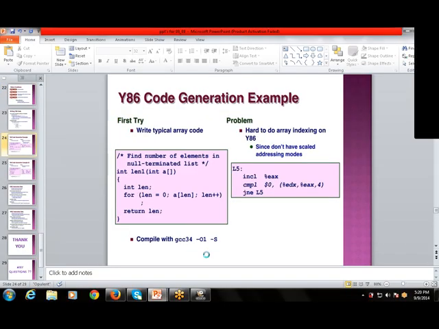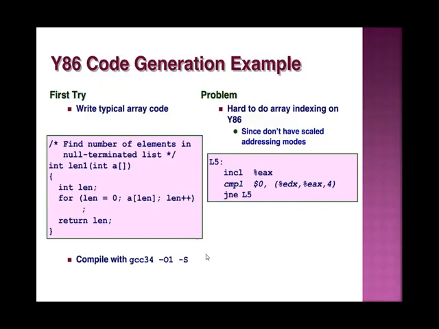Then how to write the Y86 code. First try: write typical array code. Problem: it is hard to do array indexing in Y86. What is array indexing? As I told you, array indexing means the memory location, or the array index, like A0, A1, A2, A3. It is very hard to do array indexing in Y86 since it doesn't have scaled addressing modes.